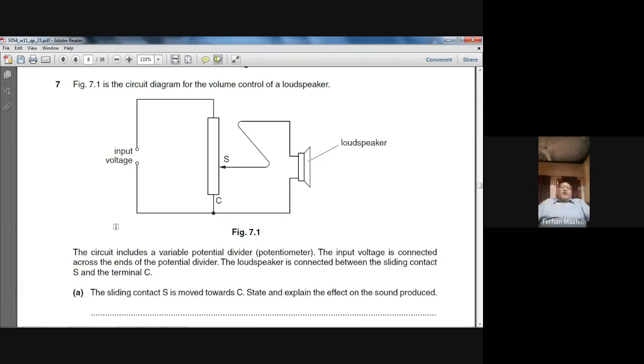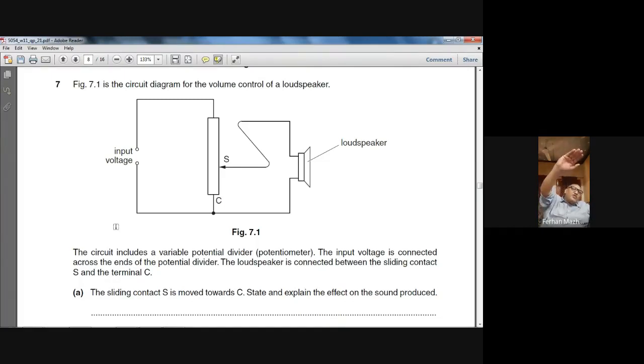Okay, and a very important thing, this is also a question. The circuit includes a variable potential divider, a potentiometer. The input voltage is connected across the ends of the potential divider. The loudspeaker is connected between the sliding contact S and the terminal C. The sliding contact S is moved towards C. State and explain the effect on the sound produced.